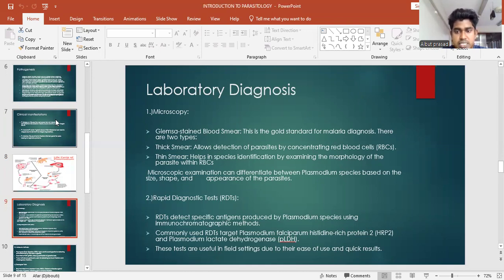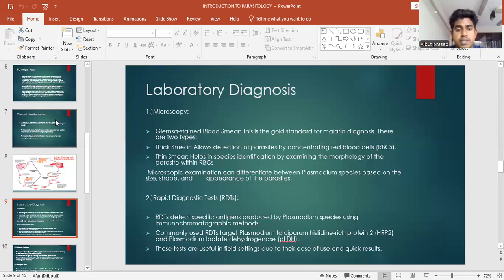Because we know that these species multiply asexually inside the red blood cells, that's why the thick smear is used, right? So that it allows the detection of parasites in the concentrated red blood cells. Then we have the thin smear, which helps in species identification by examining the morphology, their structure, the size, the shape, and how they look inside the red blood cells. This examination will differentiate between Plasmodium species based on the size, shape, and appearance of the parasites, the morphology.